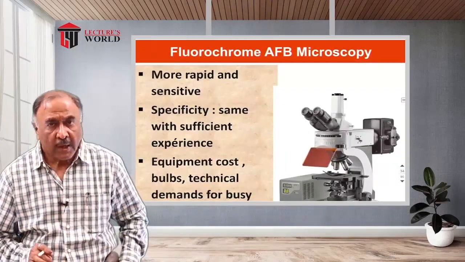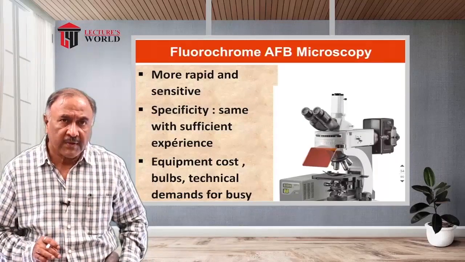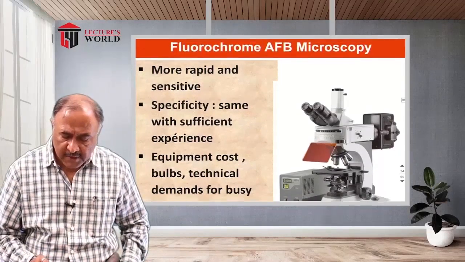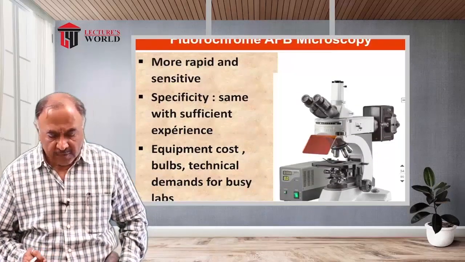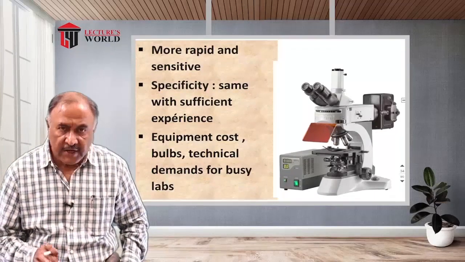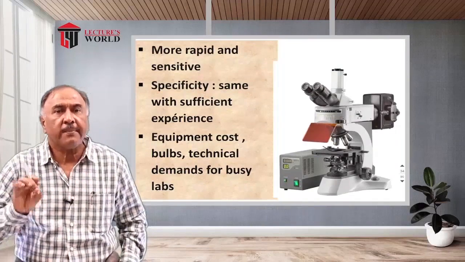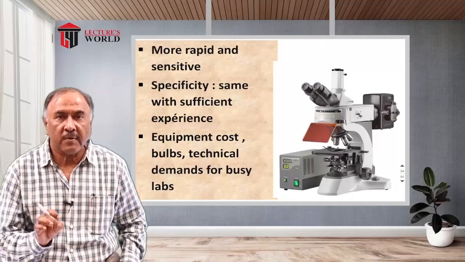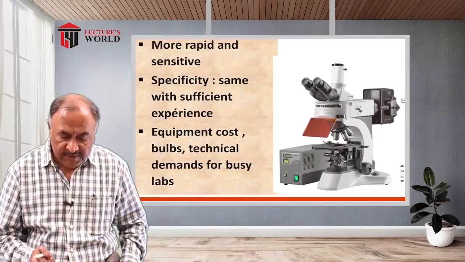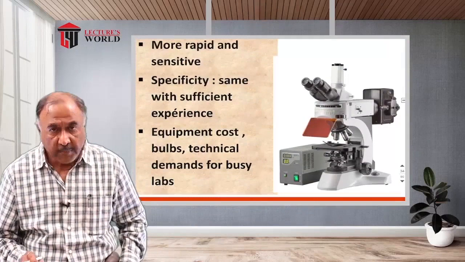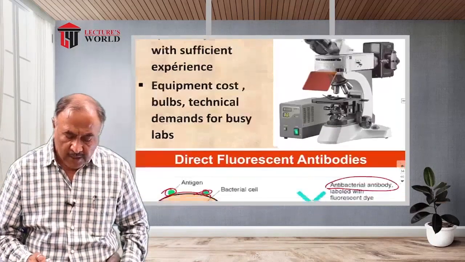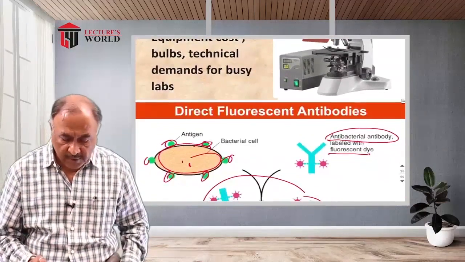Next we have fluorochrome acid fast bacterial microscopy. Why is it known as a fluorochrome? Because we use a fluorescent stain to stain that particular organism. So it is more rapid, sensitive as well as very specific. But the point is that these techniques are costly and they are used only in large busy laboratories.